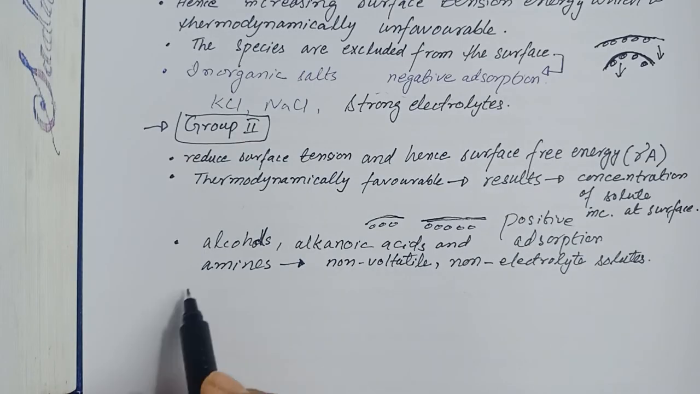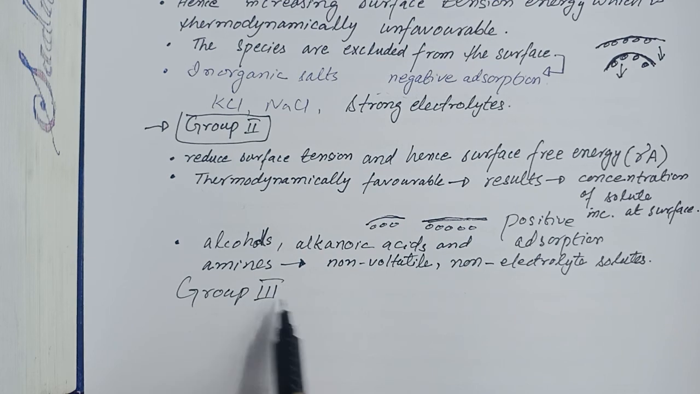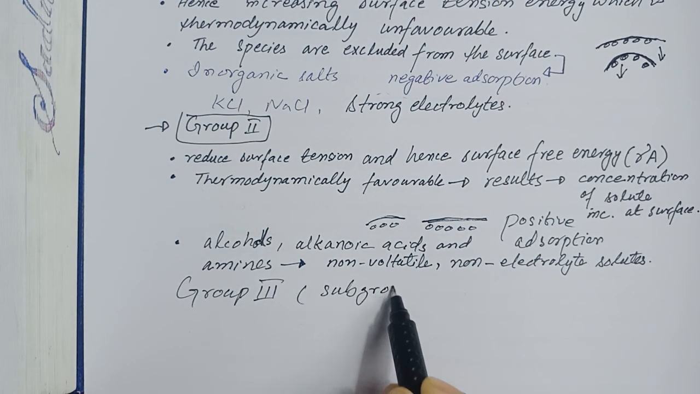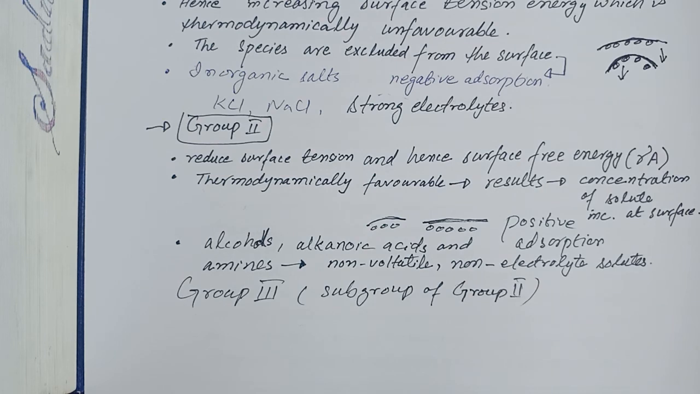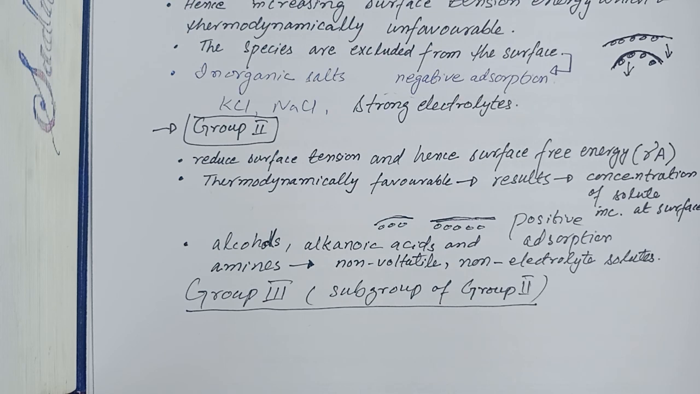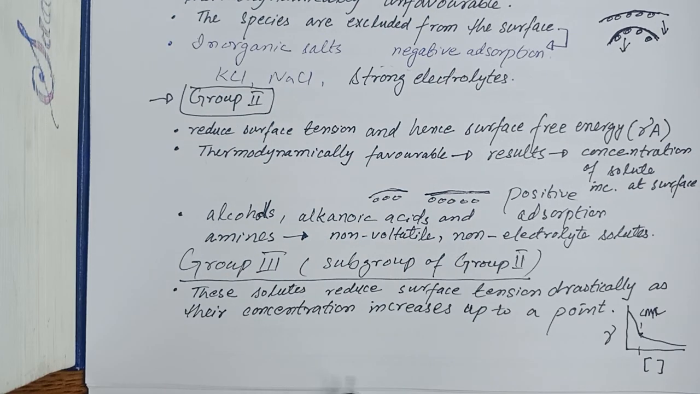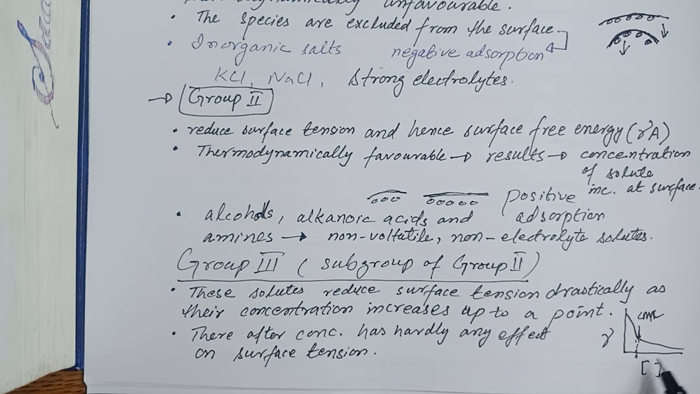Now move to group 3, that is actually the subgroup of group 2. Why? Because for group 2, the surface tension decreases with increase in the concentration, but in the case of group 3, which shows a different behavior, these kinds of solutes reduce surface tension drastically as their concentration increases up to a point that is again represented here as CMC. Thereafter, concentration has hardly any effect on surface tension.